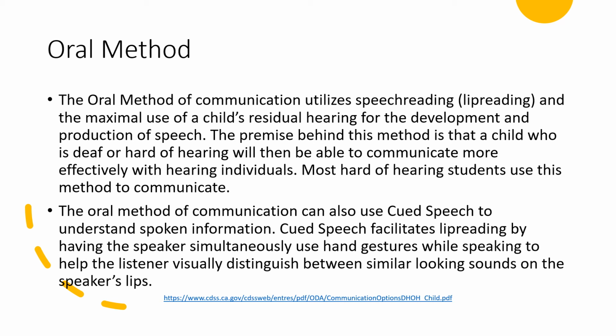The oral method of communication can also use something called cued speech. Cued speech facilitates lip reading by having the speaker simultaneously use hand gestures while speaking to help the listener visually distinguish between similar looking sounds on the speaker's lips. So hand shapes are made near the mouth to cue in the student what is being said.